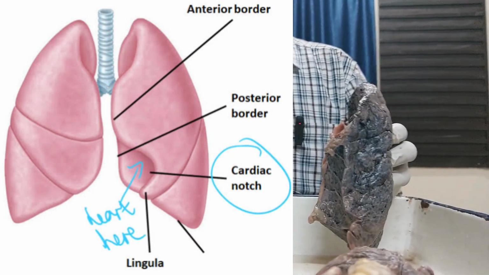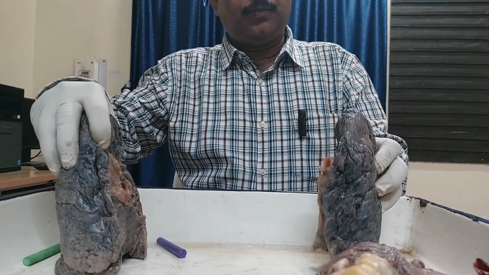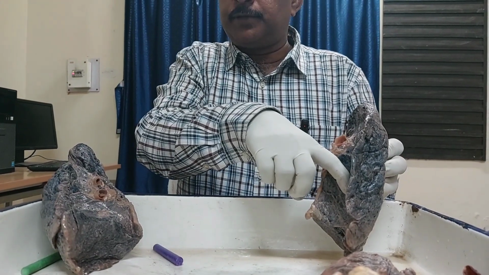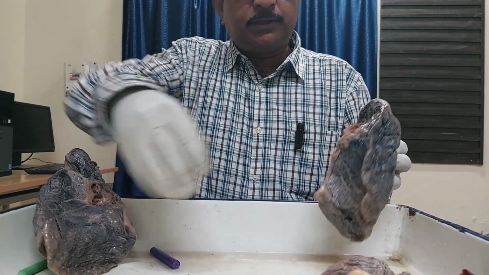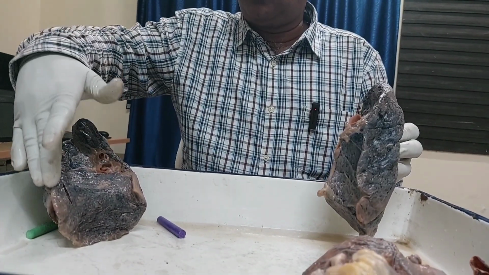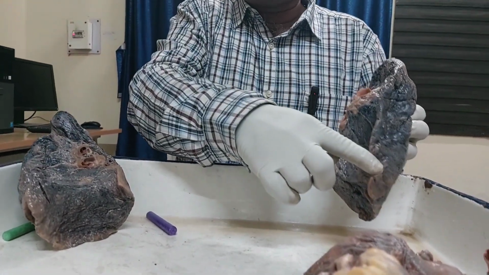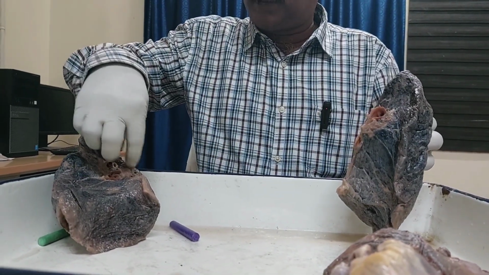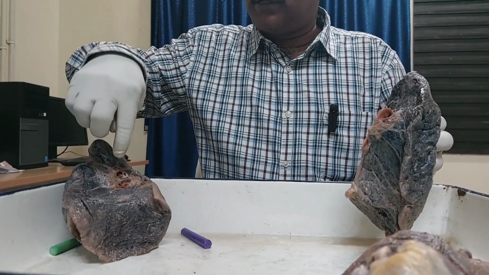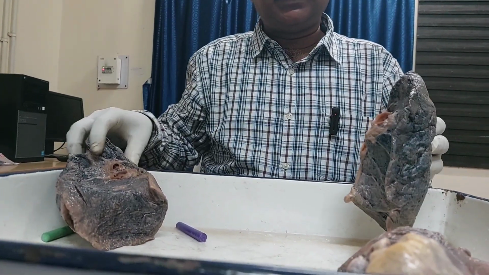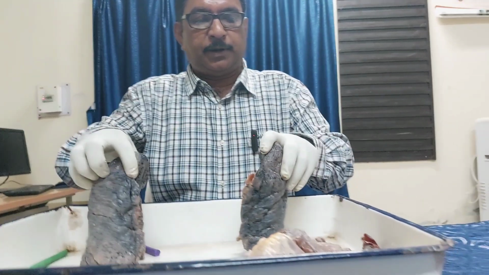So, two fissures, three lobes; one fissure, two lobes. Shallow cardiac impression, deep cardiac impression. Deep diaphragmatic surface, shallow diaphragmatic surface. No cardiac notch and no lingula on the right; cardiac notch and lingula on the left. And lastly, the structures passing through the hilum: on the right there are two bronchi, on the left one bronchus. Here are the differences between the right lung and left lung.